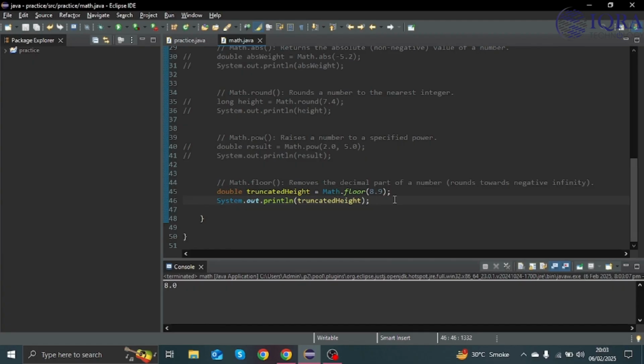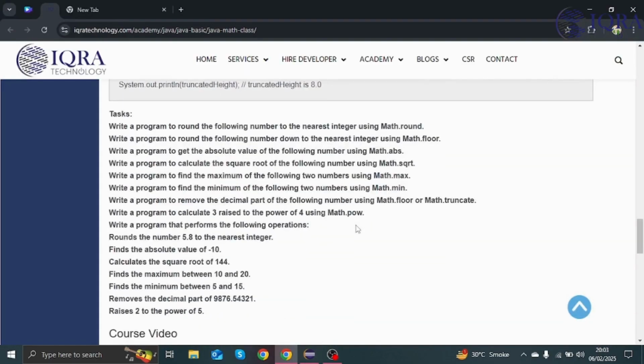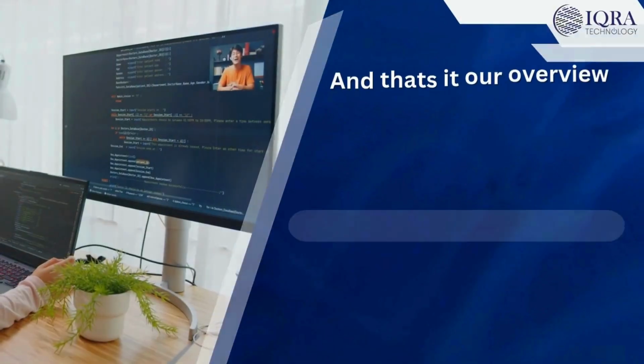Okay, so this is all about the Math class in Java, and here are some tasks which you have to practice to get a better understanding of the Math class, so you will understand better. Okay, so today we saw the Math class in Java.